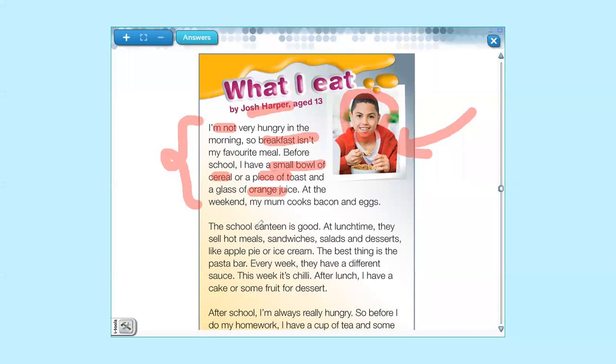The school canteen is good. At lunchtime, they sell hot meals, sandwiches, salads, and desserts, like apple pie or ice cream. The best thing is the pasta bar every week. They have a different sauce. This week it's chili. After lunch, I have a cake or some fruit for dessert.